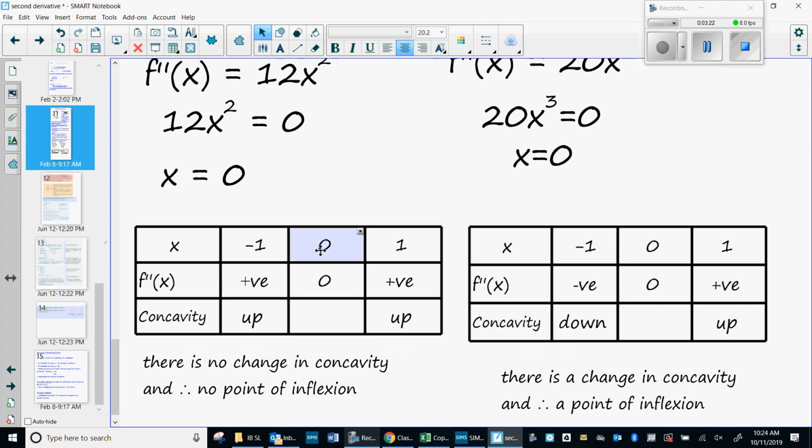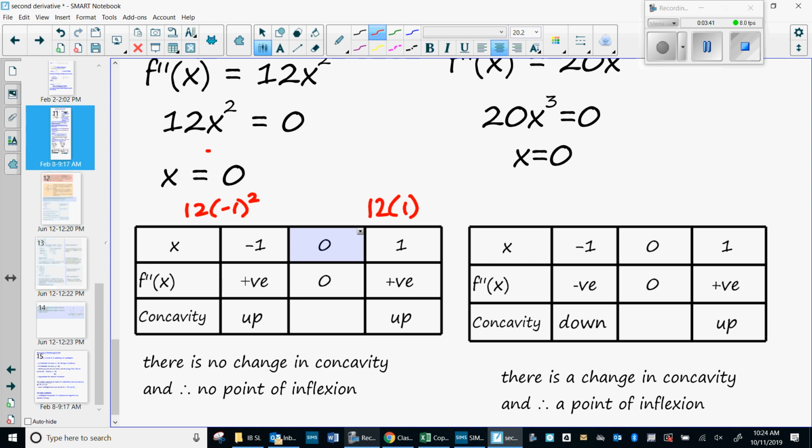We look to the left of it, we look to the right of it. We're going to substitute values into the second derivative. If we substitute -1 into here, we get 12 lots of -1 squared. -1 squared is 1 times 12 is positive. We look to the right of it, 12 lots of 1 squared. 1 squared is 1 times 12 is positive. Because this is positive and this is positive, the concavity is concave up and concave up. So there's no change in the concavity, so this is not a point of inflection. Do we see that?